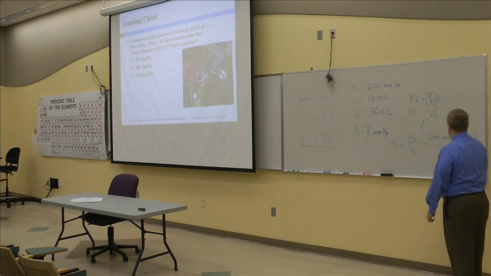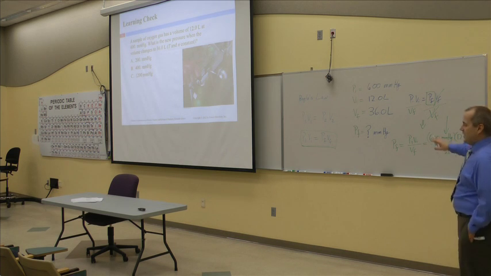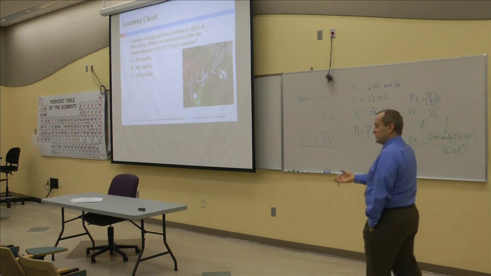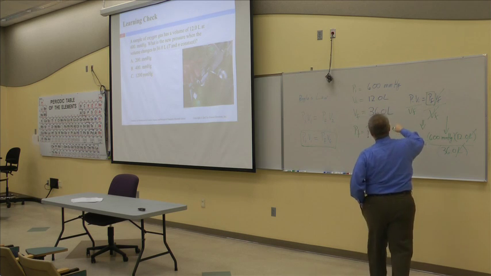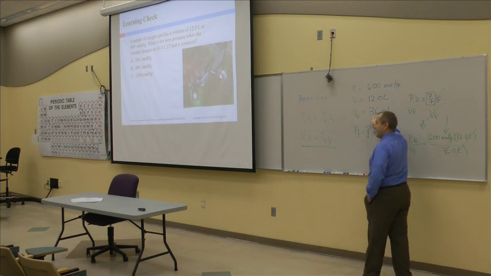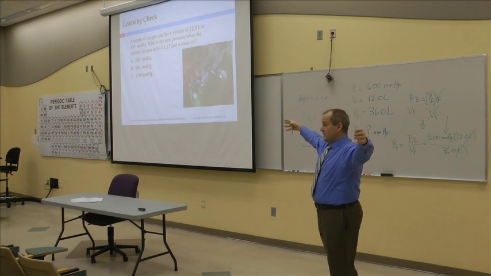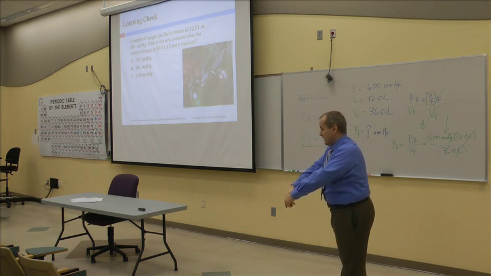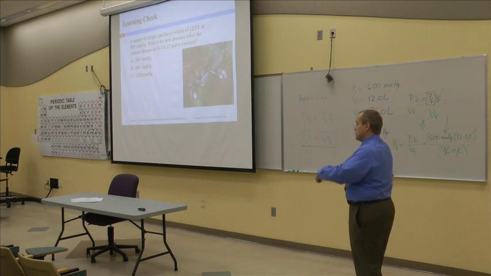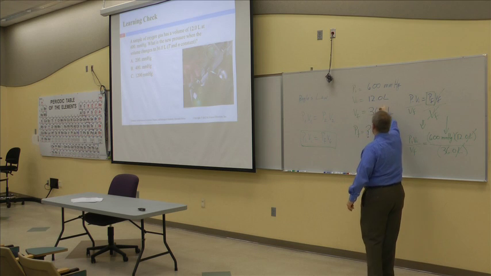Liters cancel, leaving us in a unit for pressure, which is a good thing, that's what we want. Now, before we calculate it, let's check for logic. We have volume: initial volume is 12 liters. We've gone to 36, so we've gone up. The volume has increased, so the pressure should decrease. Right? Volume goes up, pressure goes down. Pressure goes up, volume goes down. Okay. So here, the pressure should go down.